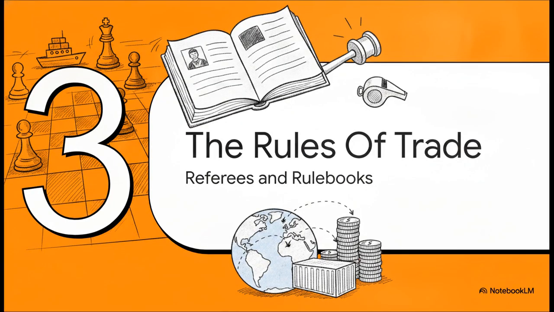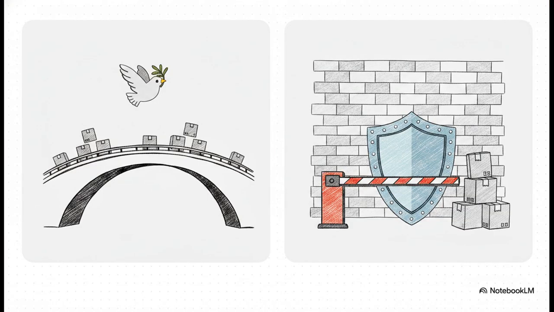All right, Section 3, the rules of trade, referees and rulebooks. So a game without rules is just chaos, right? Let's look at what governs how these goods actually cross borders. We generally see 2 totally opposing trade philosophies going head-to-head here. On one side, you've got free trade. This is all about efficiency, comparative advantage, and just entirely open borders. But on the exact opposite side, we have protectionism. This is a much more defensive play, restricting imports using mechanisms like tariffs or quotas, specifically to shield your own domestic industries from foreign competition.